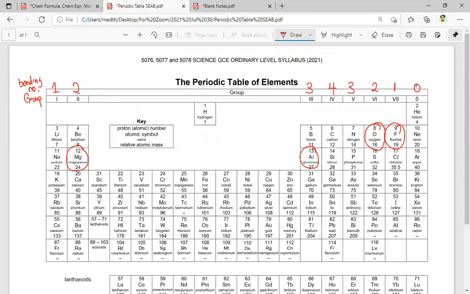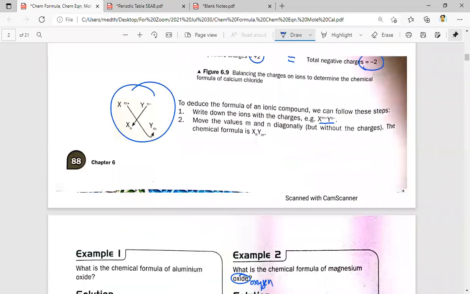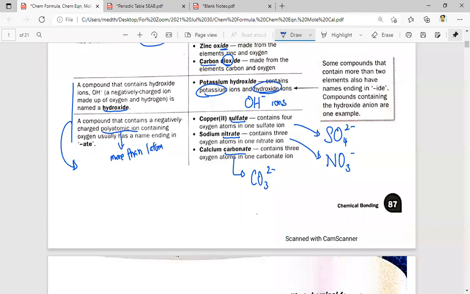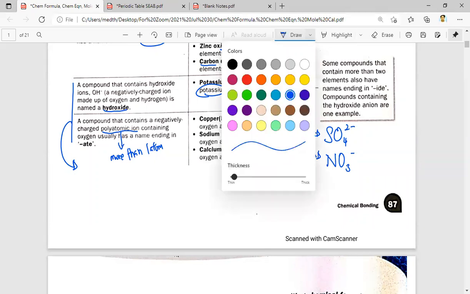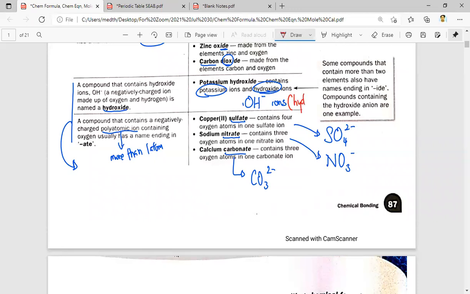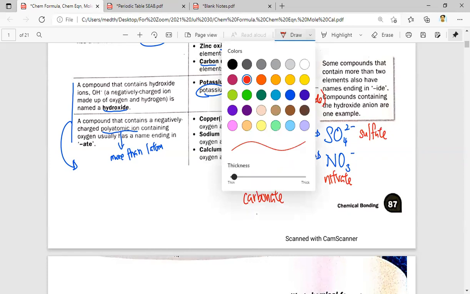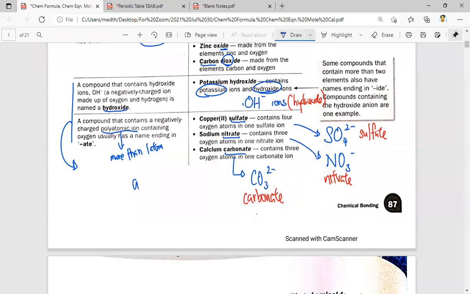In addition to the bonding number, what I need you to remember is actually hydroxide, carbonate, sulfate, nitrate. So I'm going to write down all the names in red. So this one you all take down. This is hydroxide. Must know hydroxide is OH minus. This is carbonate. Must know it is CO3 2 minus. This is nitrate. Must know it is NO3 minus. SO4 2 minus is your sulfate. Plus the last one that we just went through 2 times, which is your ammonium.